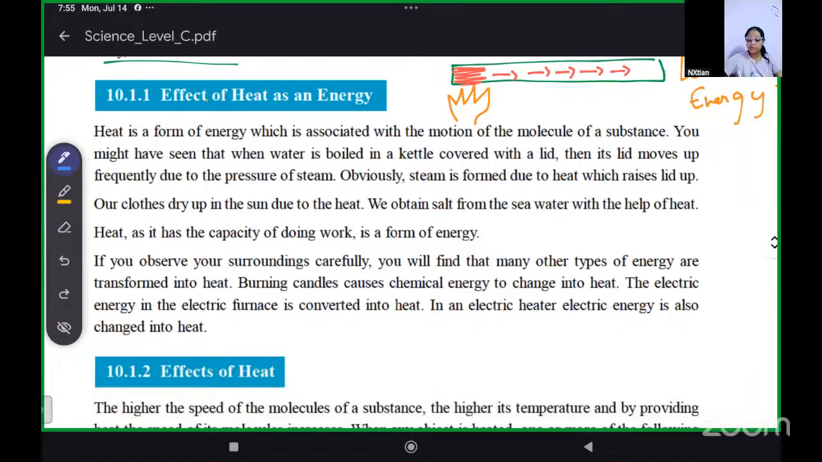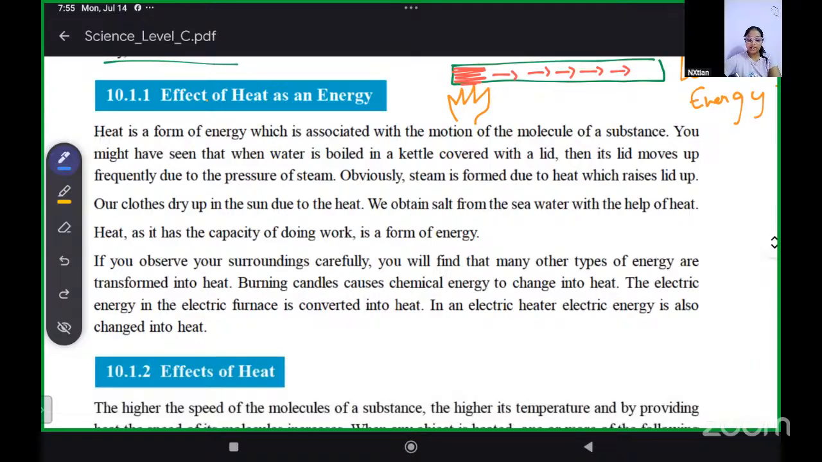Okay, we will move forward. Now, heat is a form of energy which is associated with the motion of the molecules of a substance. You might have seen that when water is boiled in a kettle covered with a lid, then its lid moves up frequently due to the pressure of steam. Obviously, steam is formed due to the heat which raises the lid up.